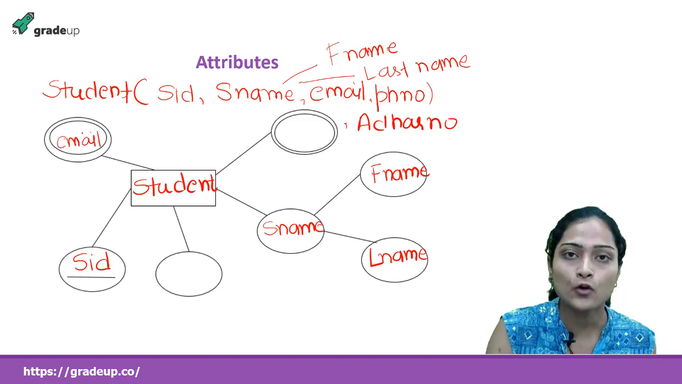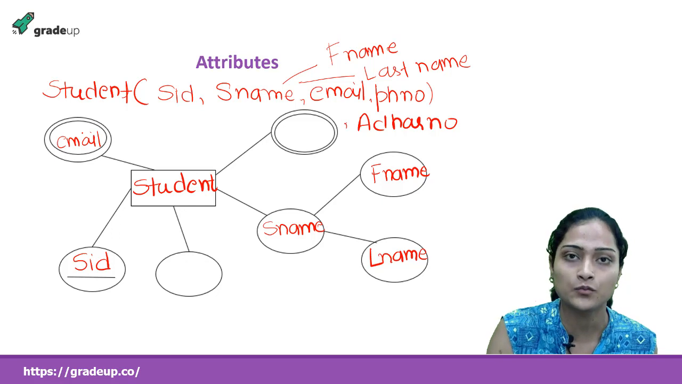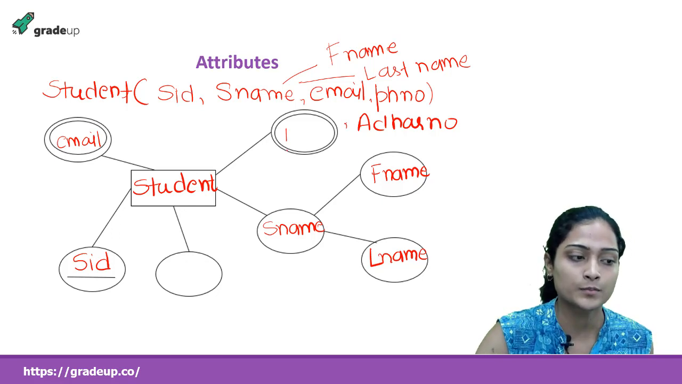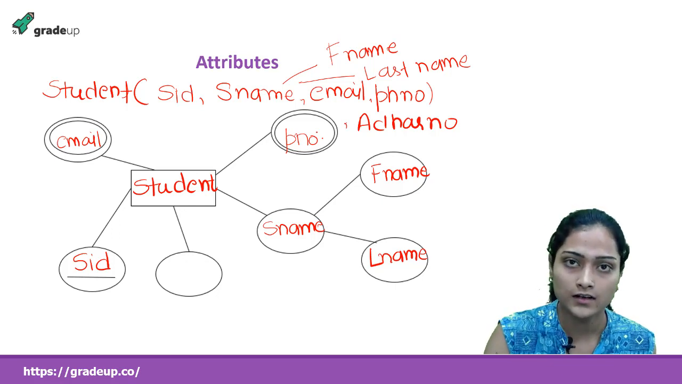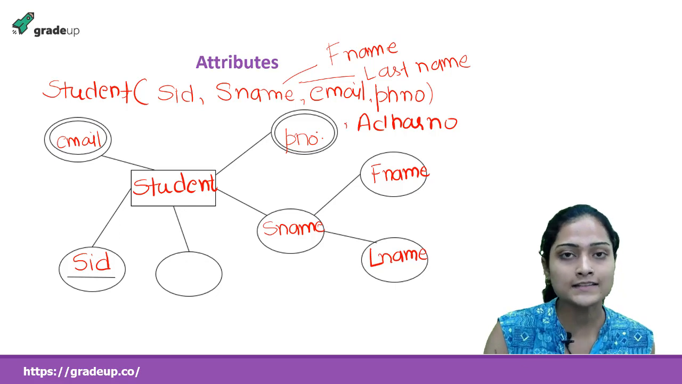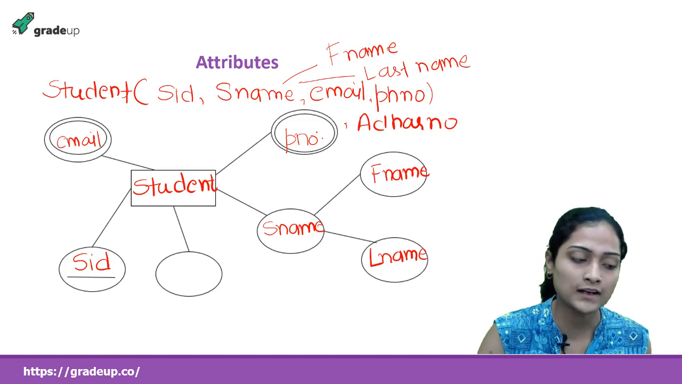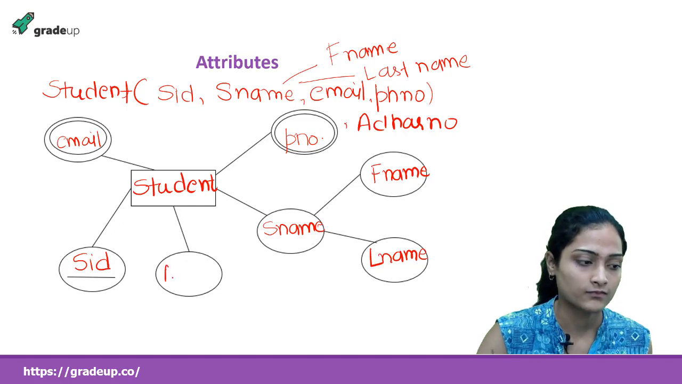Same case with the phone number. A particular student can have more than one phone number, so phone number is also a multi-valued attribute here. So it is also represented with a double oval. And the remaining thing is Aadhaar number. It is a simple attribute. It is not composite, and not storing multiple values, so there is no need for special treatment. It can be directly stored, Aadhaar number.